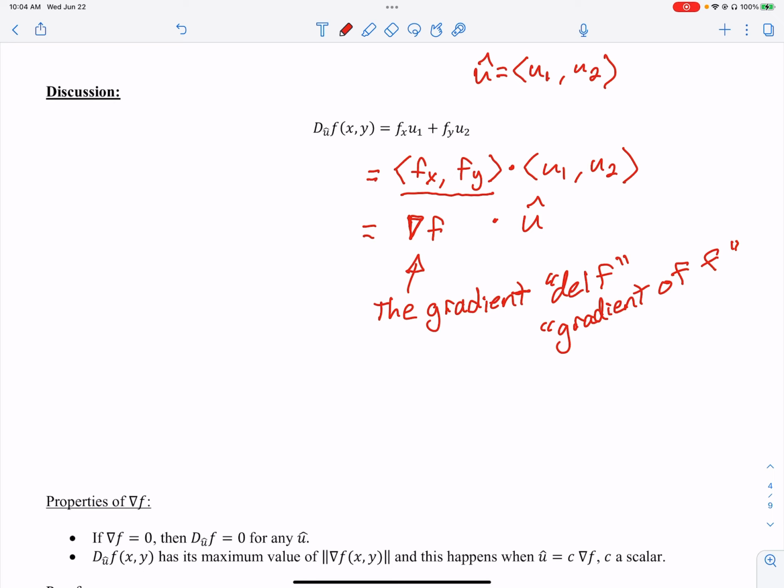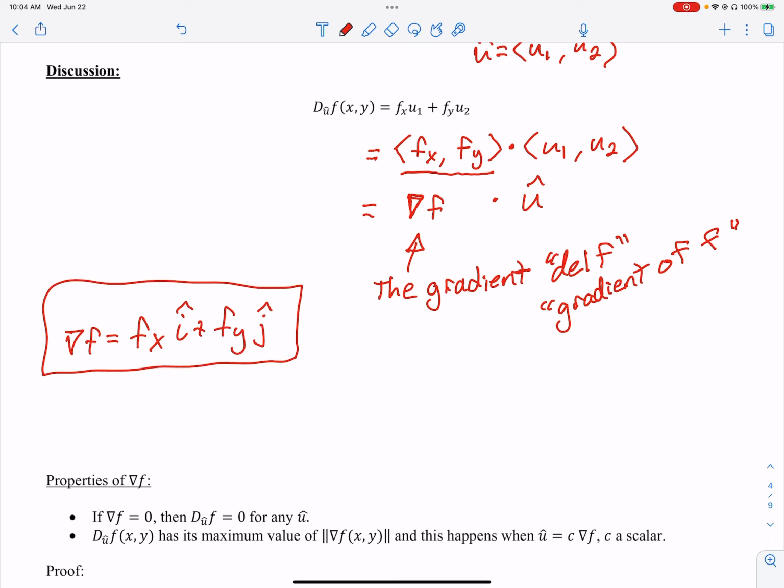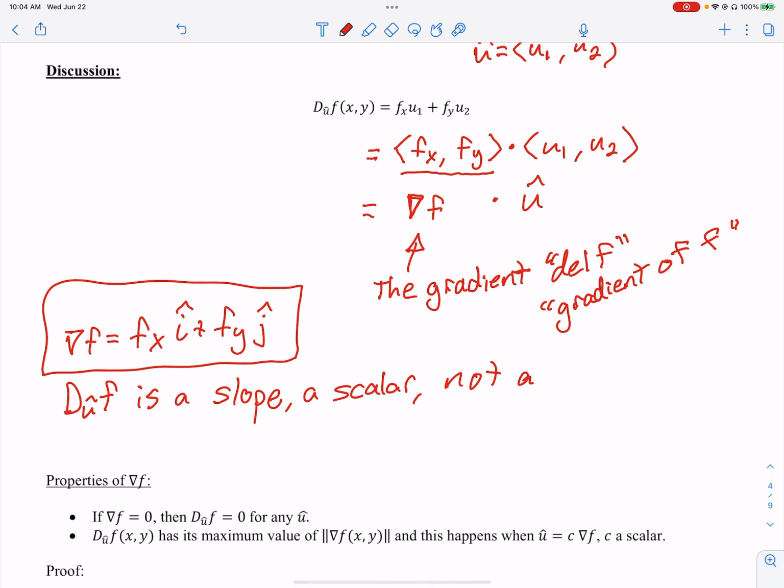I'm going to write out what that is down here. All right, so del f is f_x i plus f_y j. Super important. Okay, a couple things I want you to know. D_u f, the directional derivative, right, of f is a slope. I'm making this point because we're going to make a differentiation here. Is a slope, a scalar, not a vector, right? That's the directional derivative, not del f, not the gradient, not a vector.